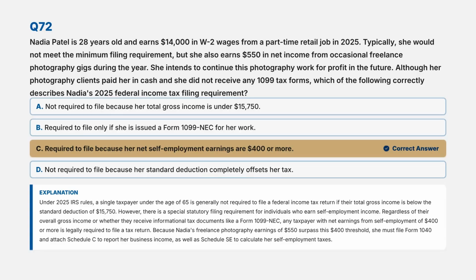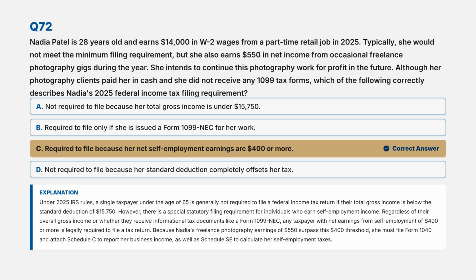The correct answer is C. Required to file because her net self-employment earnings are $400 or more. Under 2025 IRS rules, a single taxpayer under the age of 65 is generally not required to file a federal income tax return if their total gross income is below the standard deduction of $15,750. However, there is a special statutory filing requirement for individuals who earn self-employment income, regardless of their overall gross income or whether they receive informational tax documents like a Form 1099-NEC.